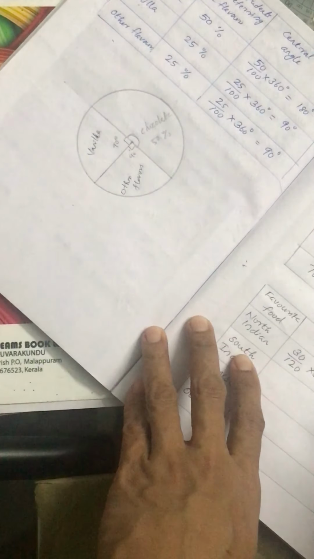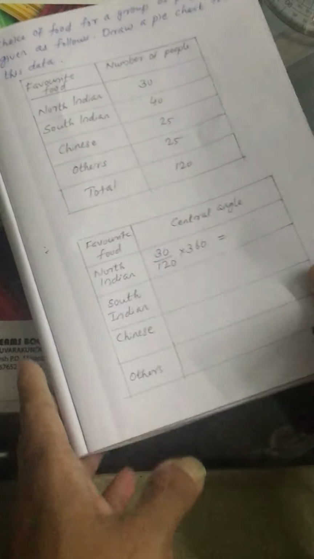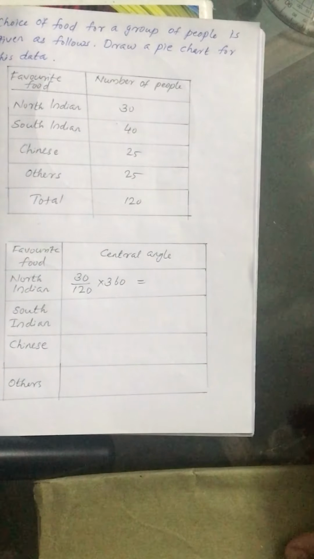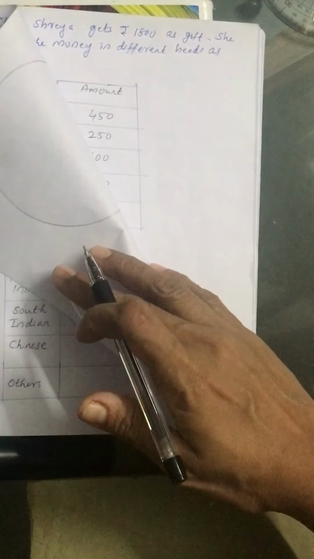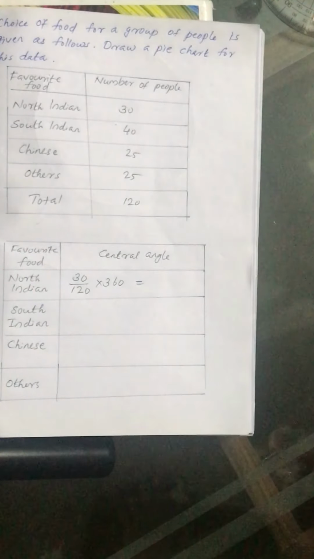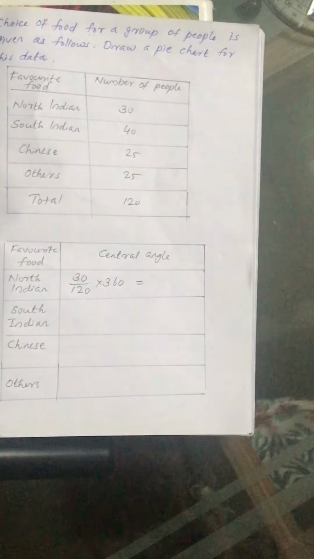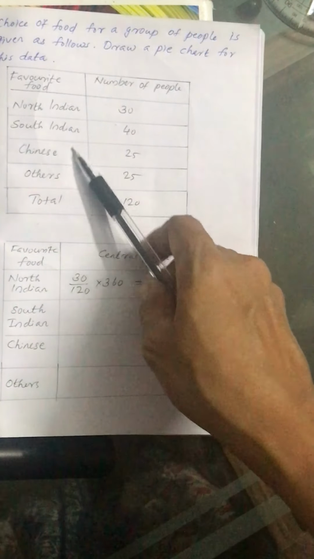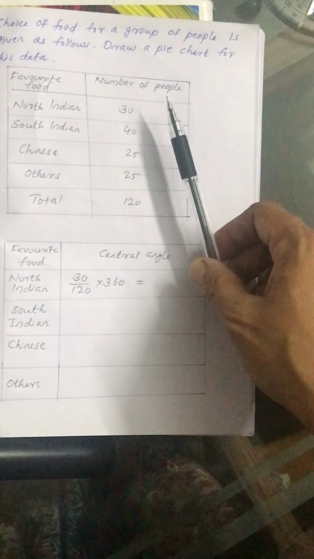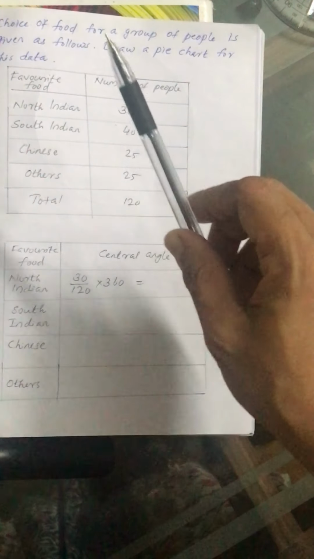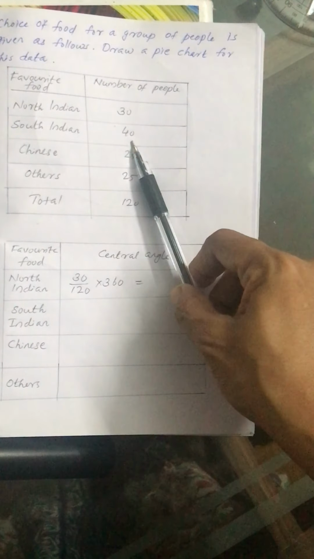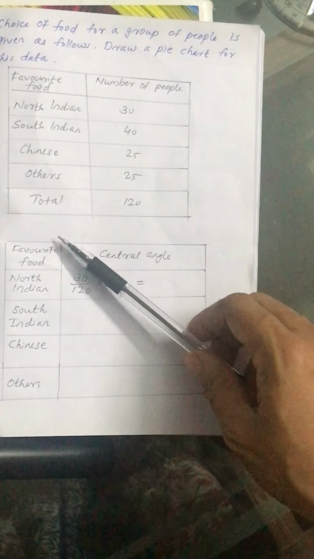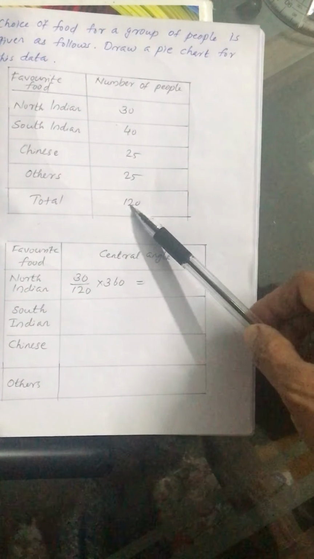Now look at another question. Choice of food for a group of people is given as follows. Draw a pie chart for this data. This is the choice of food for different people. Some people like North Indian food. How many people like North Indian food? 30 people. Then South Indian food is preferred by 40, Chinese 25, others 25, and total how many people are here? Here total 120 people are there.